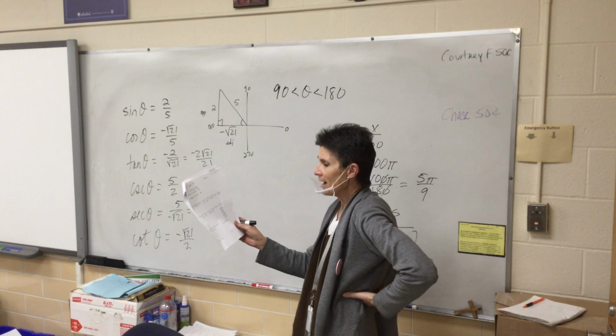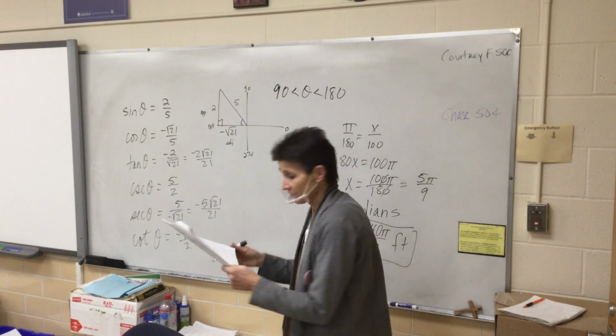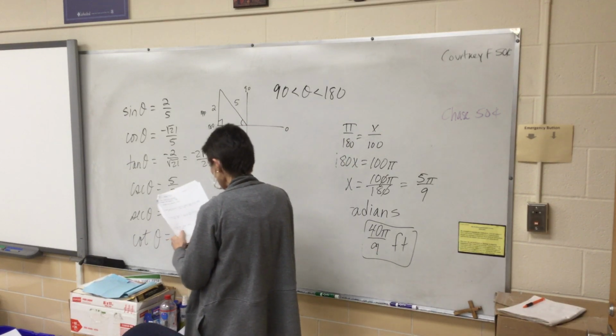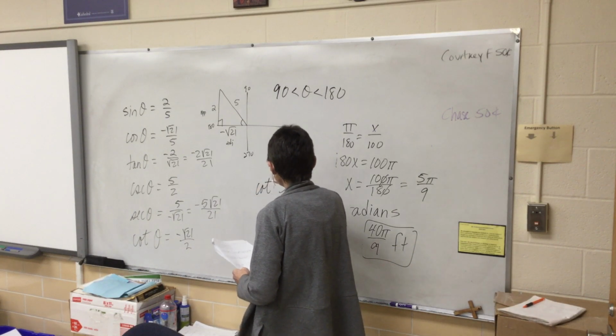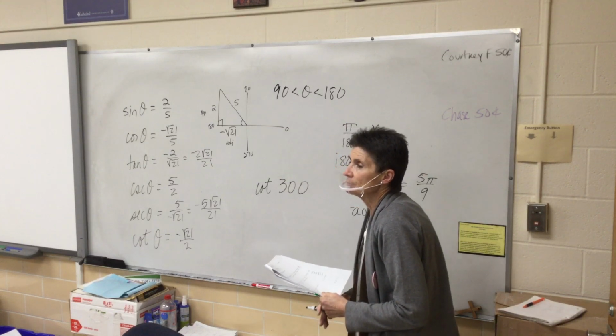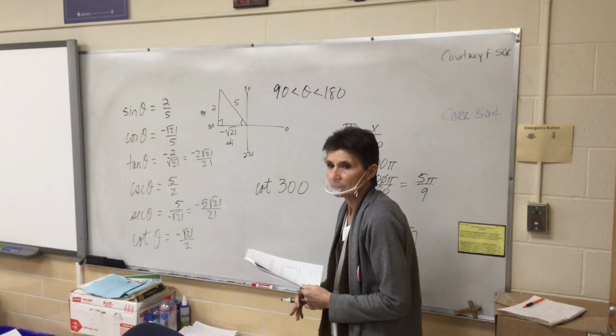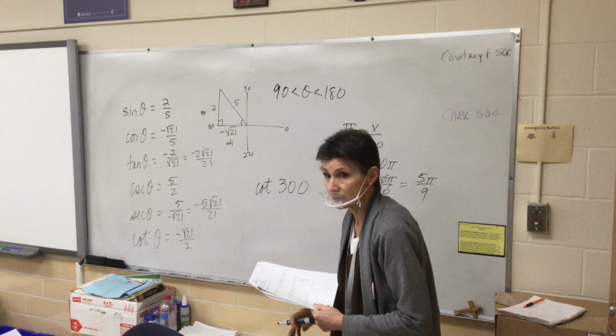Find the exact value. We're going to finish this section here, so this page. We're going to do cotangent 300. This is with a calculator, right? No, this is still no calculator.